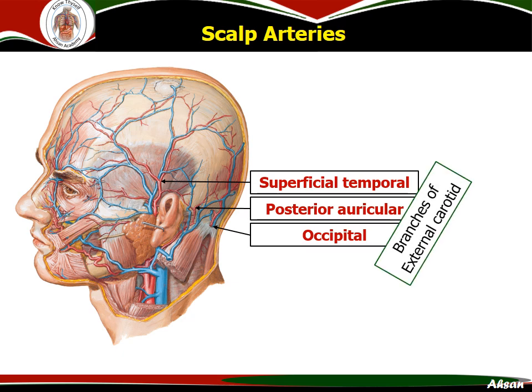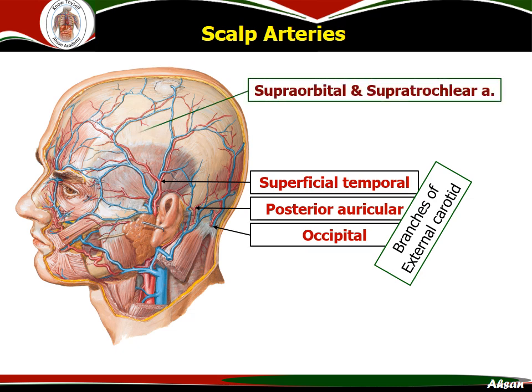So these are the branches of external carotid artery, already we know. But in the anterior part, these supraorbital and supratrochlear arteries are arising from inside the cranial cavity. These are the branches of internal carotid artery, coming out through the orbit and supplying the forehead region and the anterior part of the scalp.